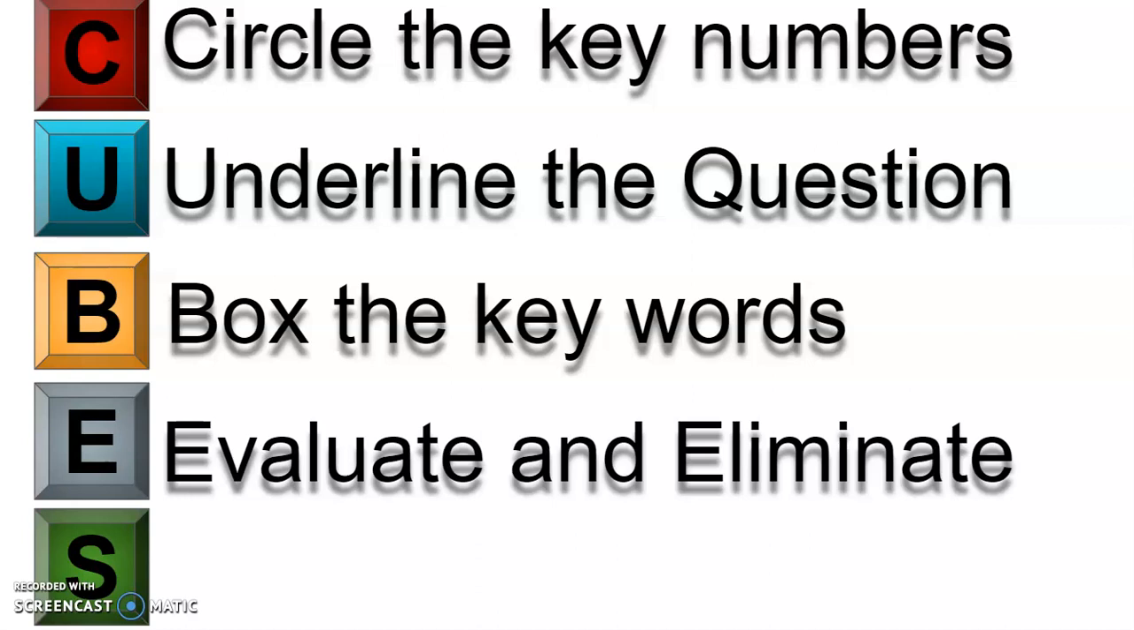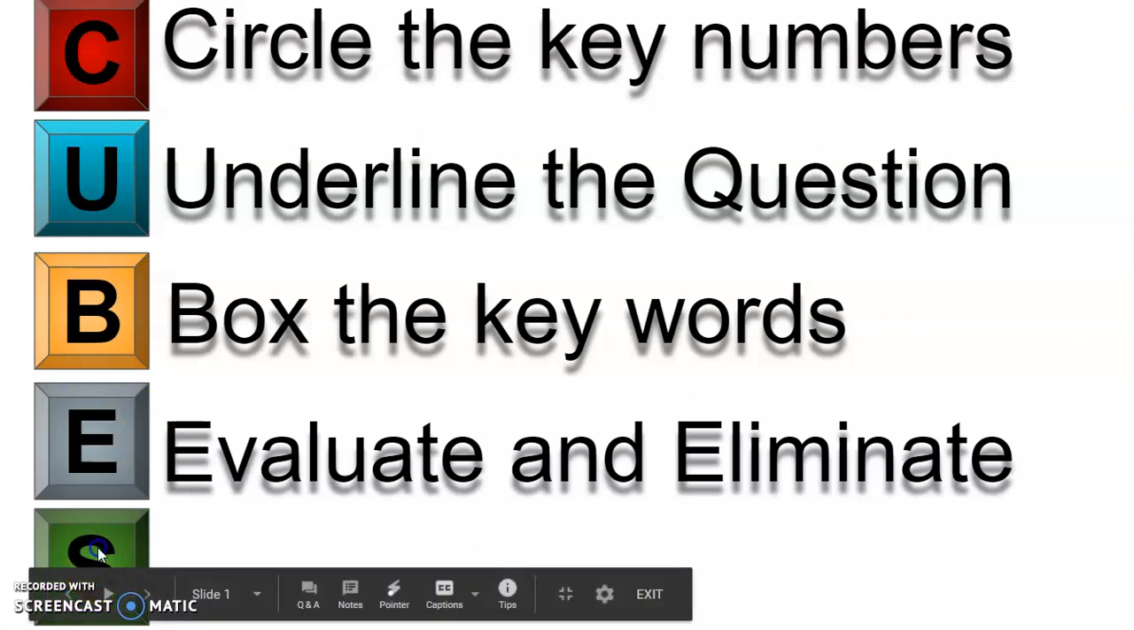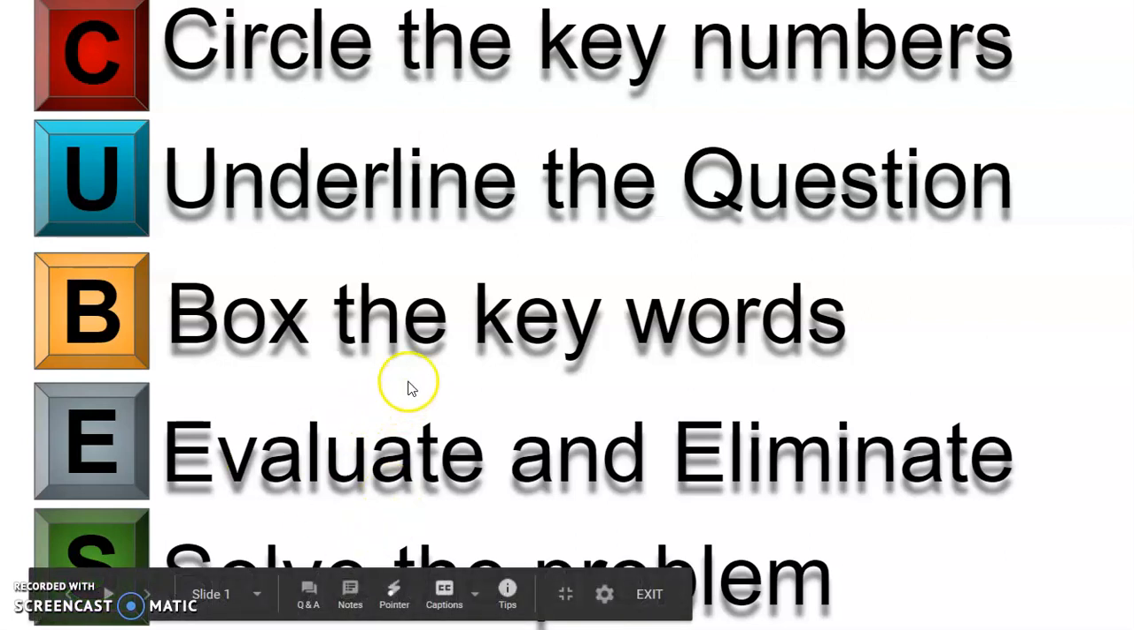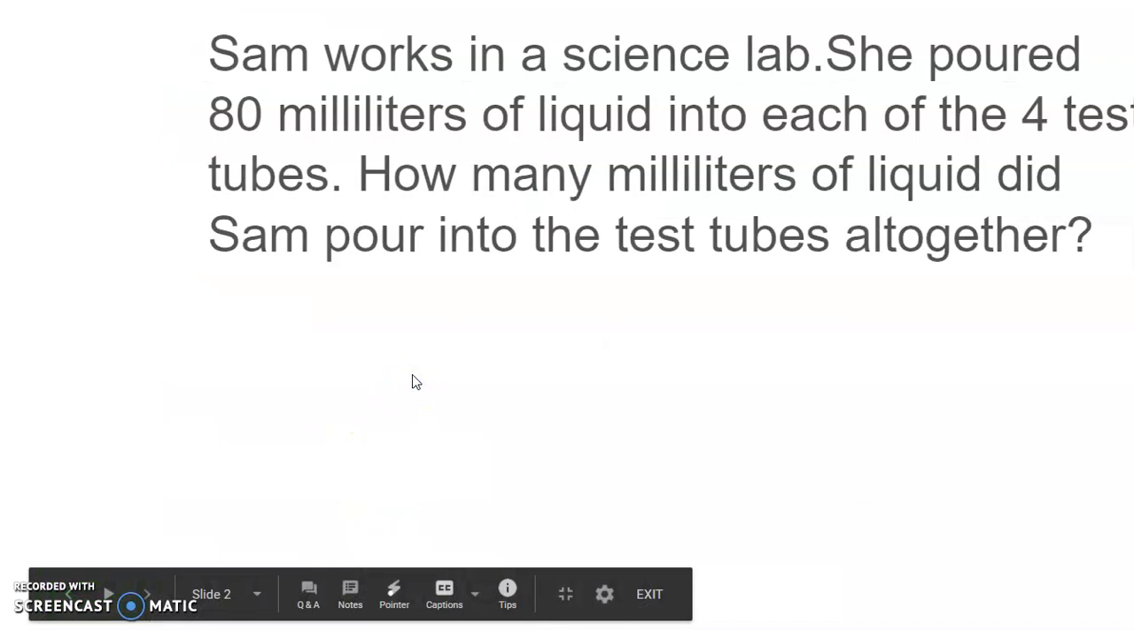And after you do all this, the final step is to solve the problem. So guys, after you do the first 4 steps, solving the problem is a piece of cake. You just write the number sentence, do the appropriate operation, you add or subtract, multiply, divide, and then arrive at the answer. Okay, I'm going to explain this with an example.